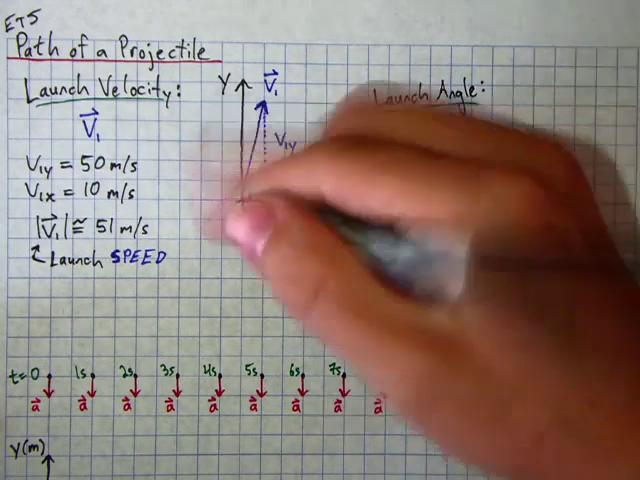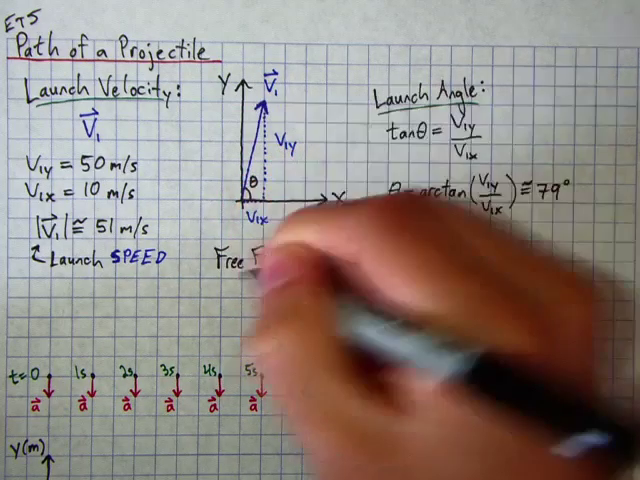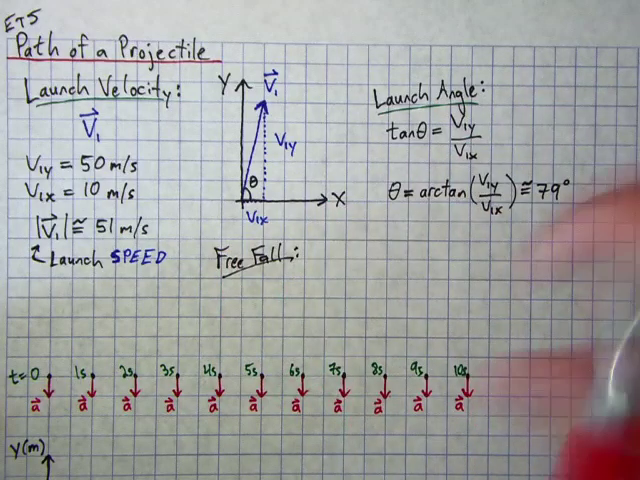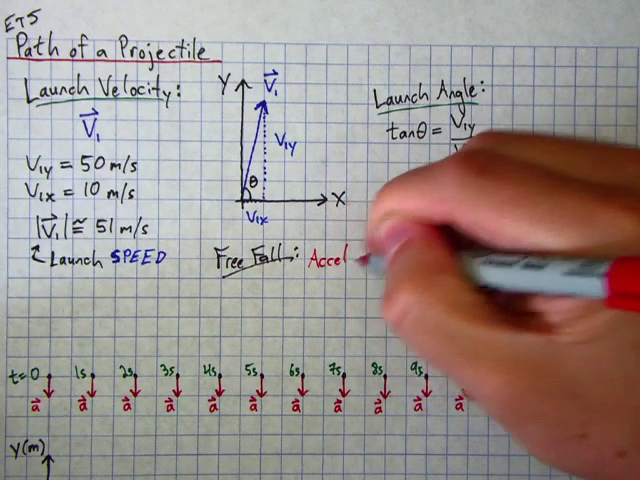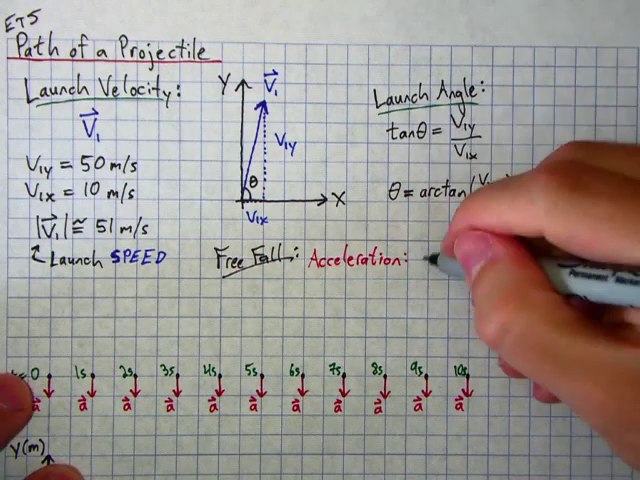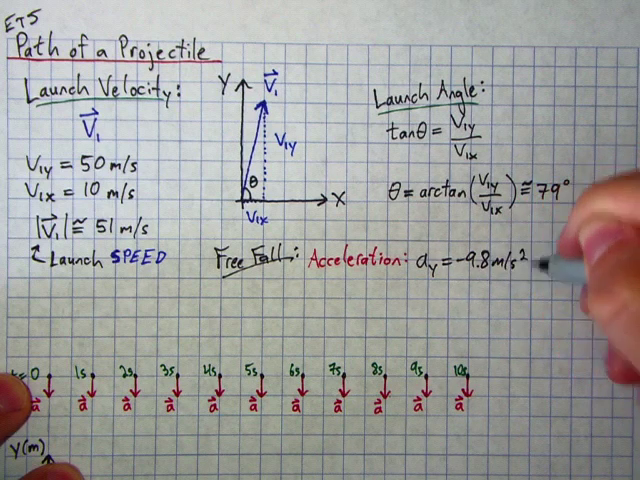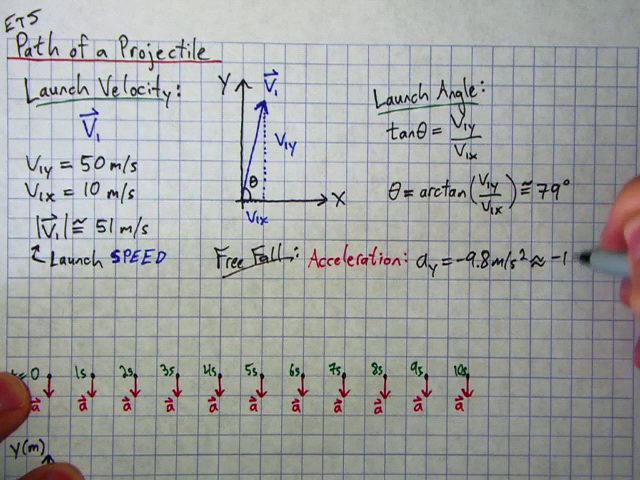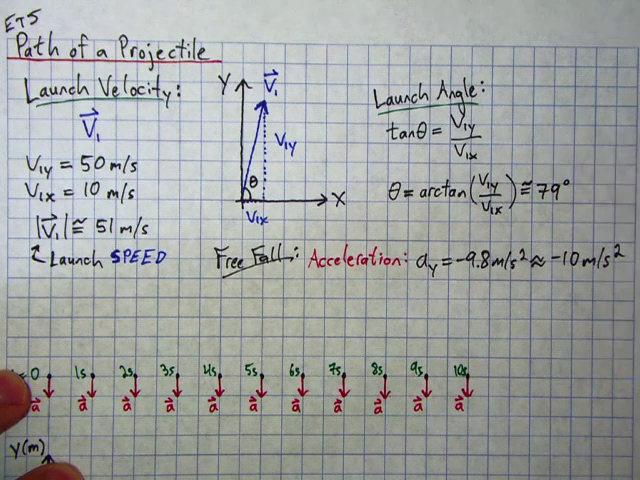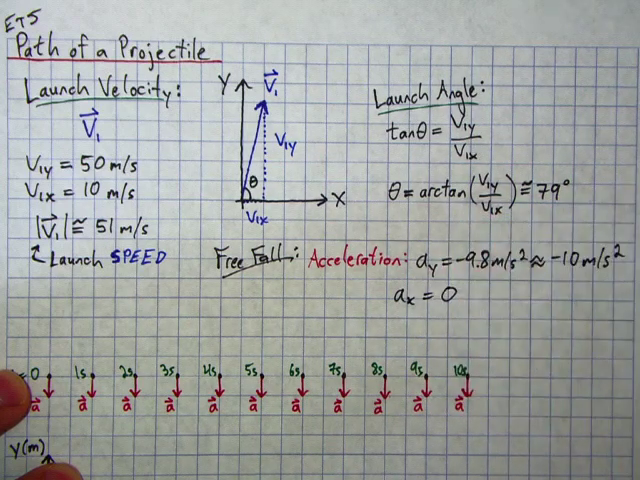From the moment it leaves the ground, it's going to be in a state of free fall, which means that its acceleration will be constant and have components in the vertical direction, negative 9.8 meters per second squared. For this example, we'll say that's approximately negative 10 meters per second squared. And it'll have a horizontal component of 0. No acceleration in the horizontal direction if you're in free fall.